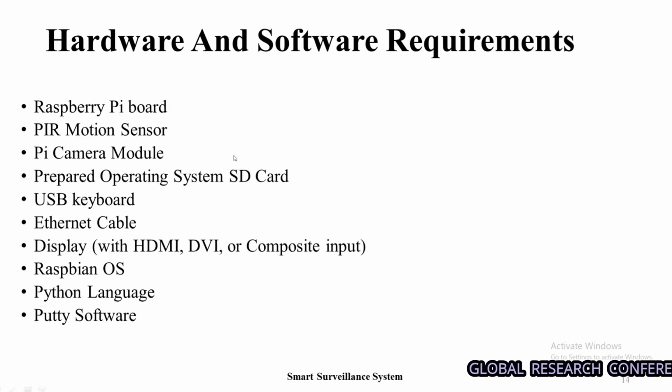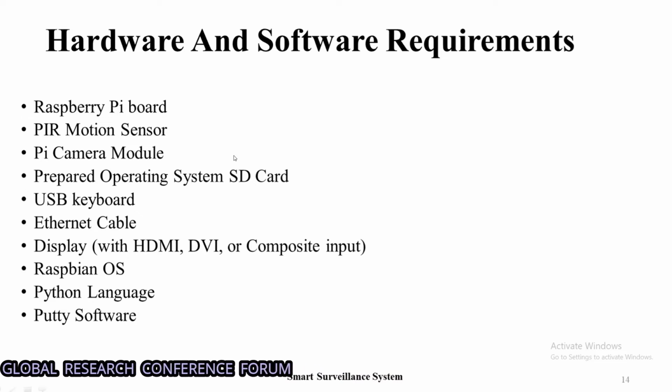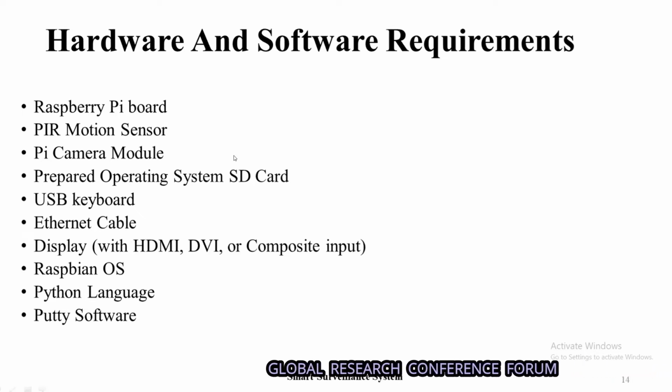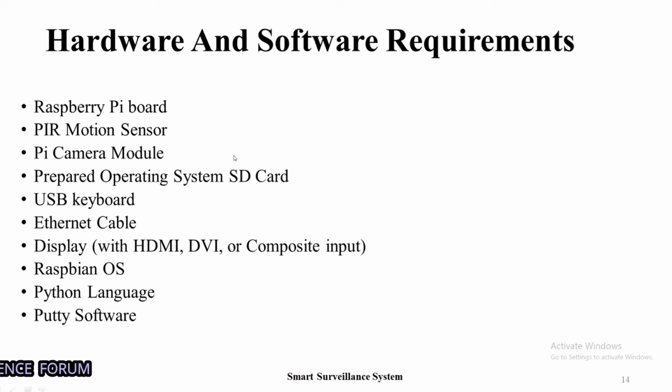Next, hardware and software requirements. We use a Raspberry Pi board, PIR sensor, motion sensor, Pi camera module, SD card, USB keyboard, Ethernet cables, and display. And for software we use Raspbian OS, Python language, and PuTTY software.